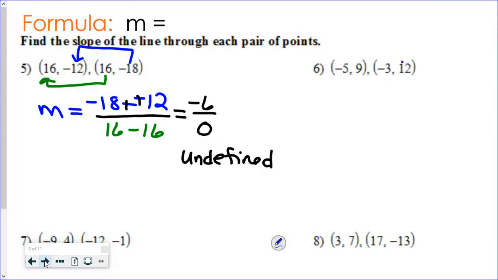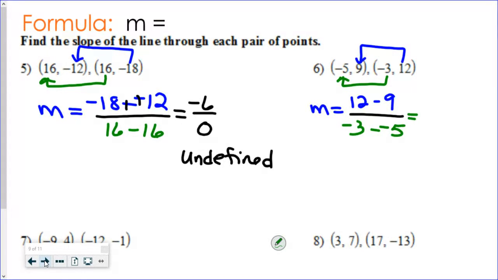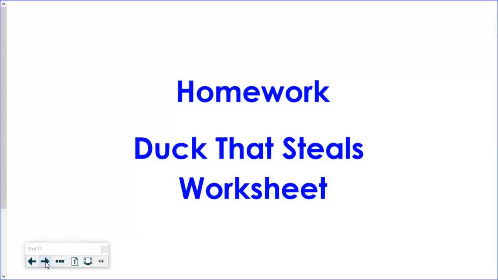Okay. 12 minus 9 over -3 minus a -5. So that basically means there's a 3 on the top, keep change, and a 2 on the bottom. Remember, I cannot make that a mixed number because I'm basically saying how am I moving from point to point. Okay, so there's just a couple extras.